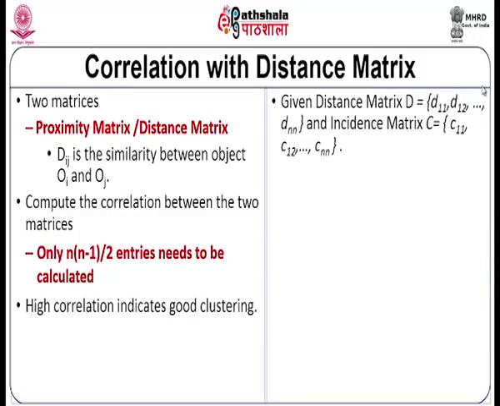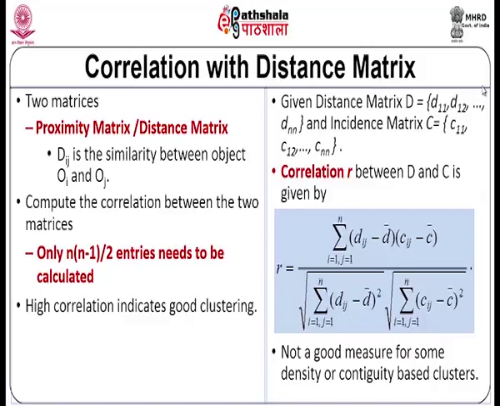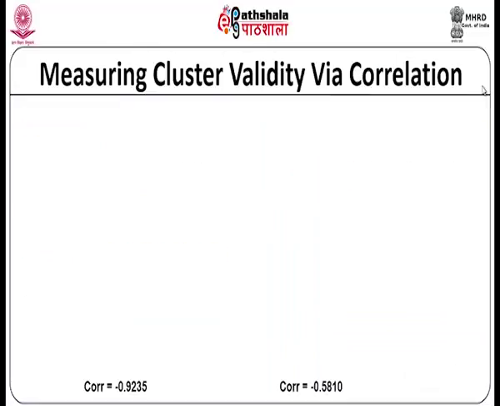Okay. So, given the distance matrix D equal to D11, D12 to D1n, and the incidence matrix C where you have the actual clustering, the correlation R between D and C is given by this, where the terms are Dij minus D mean and Cij minus C mean. This is the usual calculation that we do, but we are taking the means of the two matrices calculated. It is not a good measure for density or contiguity based clusters; only for some clusters you can use this method.